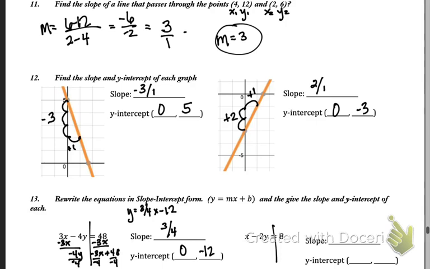My next equation, 1x minus 2y equals 8. I'm going to need to subtract 1x from both sides. That gives me negative 2y equals negative 1x plus 8. When I divide everything by negative 2, I get a slope of 1/2 and a y-intercept of (0, -4).